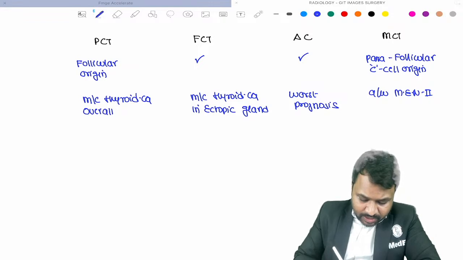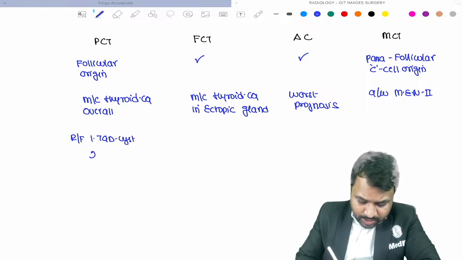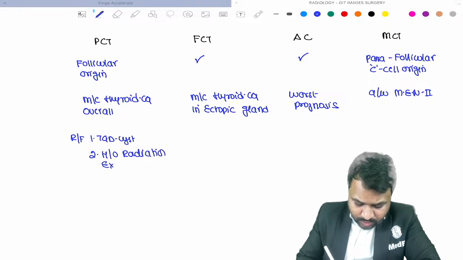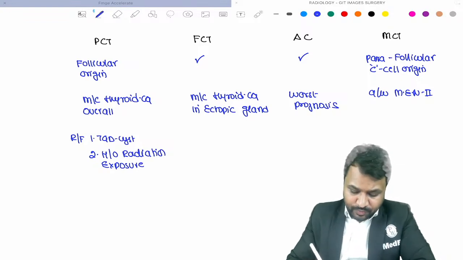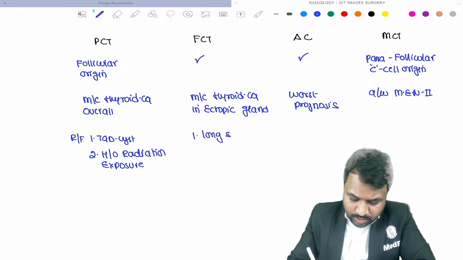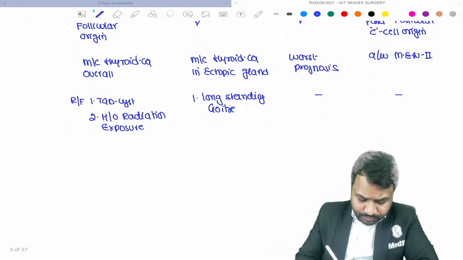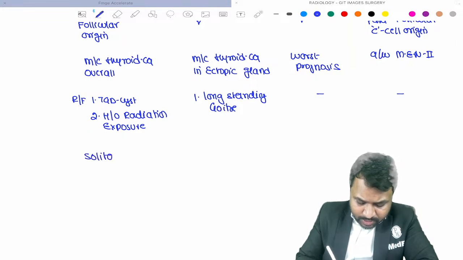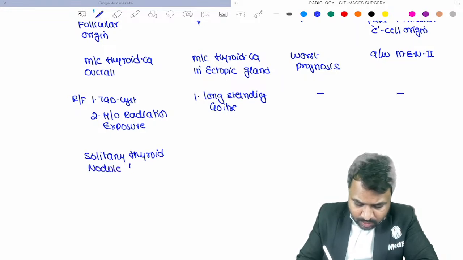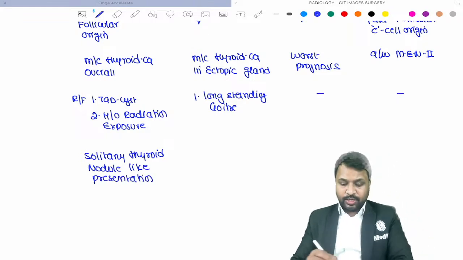Now, the risk factors for the papillary cancer thyroid. Number one is a thyroglossal duct cyst and history of radiation exposure. For follicular cancer thyroid, it is because of long-standing goiter. There are no specific risk factors here, right? Now, papillary cancer thyroid is going to present as a solitary thyroid nodule-like presentation.